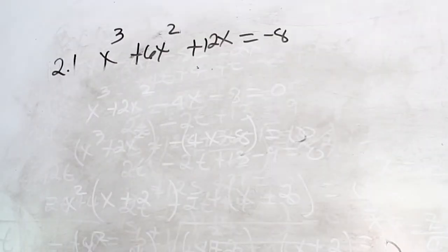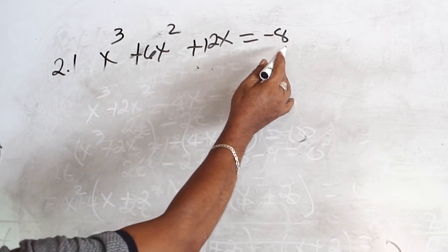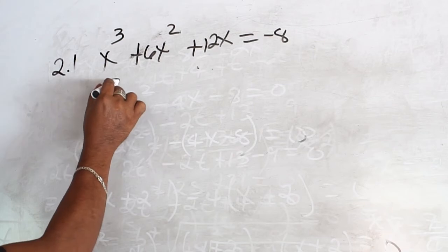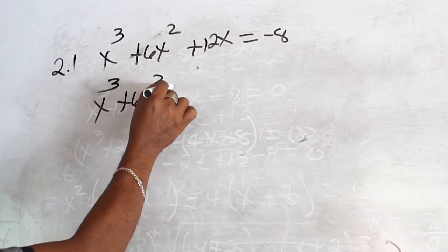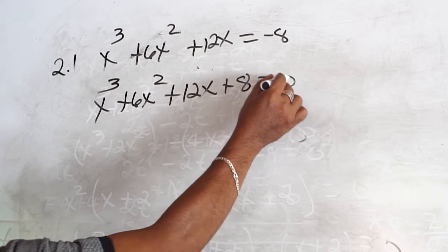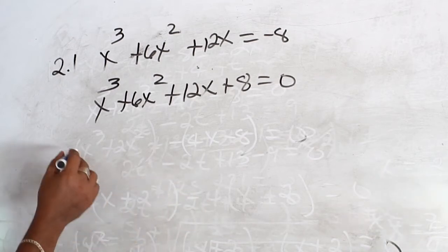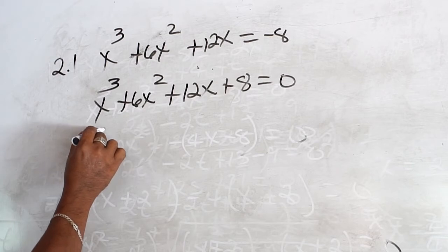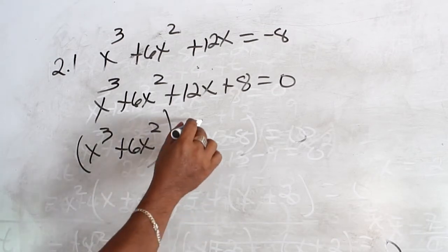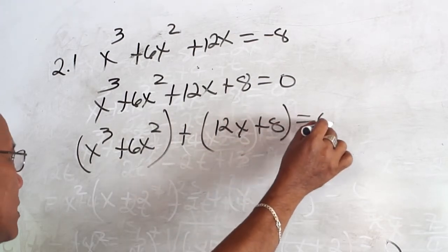Okay, for example number 2, we have x cubed plus 6x squared plus 12x equals negative 8. First, you have to transpose positive 8 to the left side. We have x cubed plus 6x squared plus 12x plus 8 equals 0. Next, regroup the first two terms and the last two terms. The first group is x cubed plus 6x squared, and the second group is 12x plus 8, equals 0.